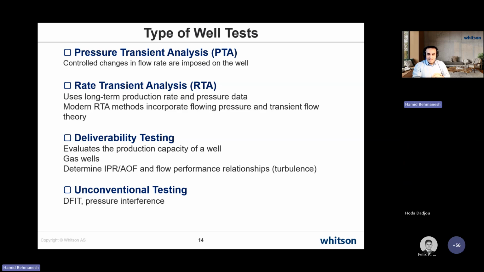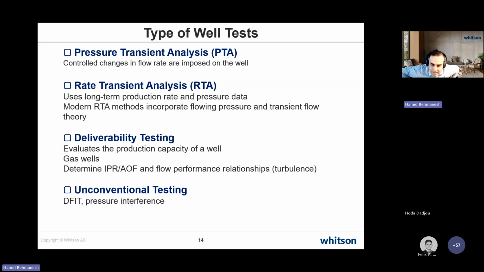And this is identical with what we do with the rate transient analysis. But in the rate transient analysis, we focus on the long-term production rate and pressure data at the same time. But in the pressure transient analysis work, we only focus on maybe a week of data or 1, 2, 3 days of the data, depending on the permeability of the reservoir that we are dealing with.